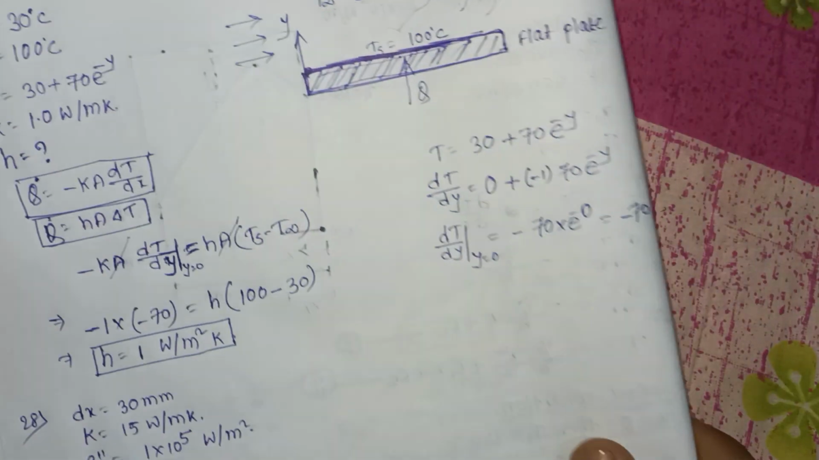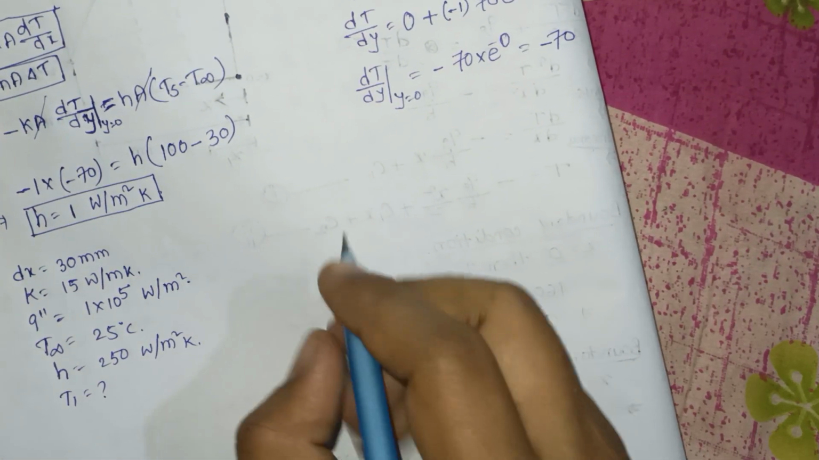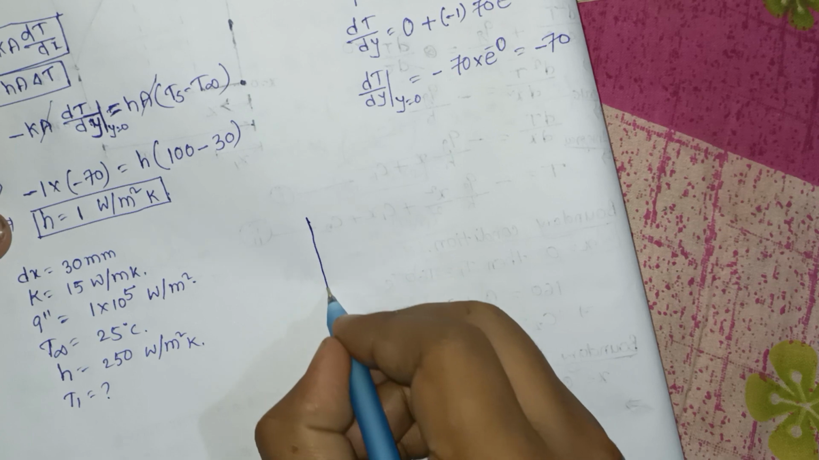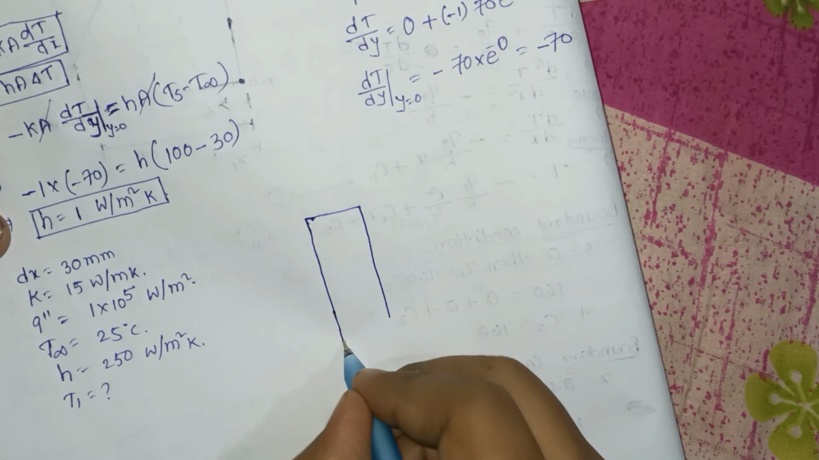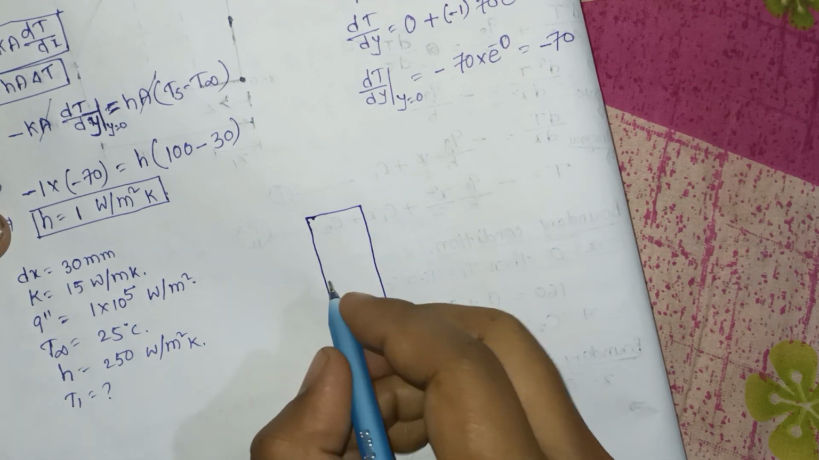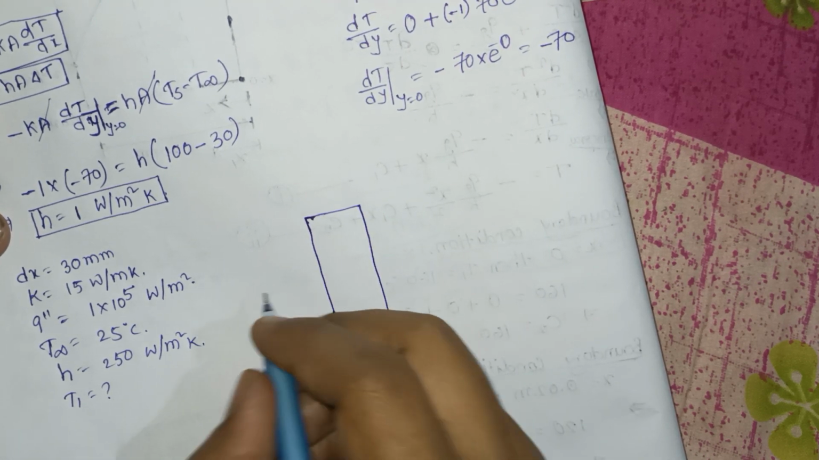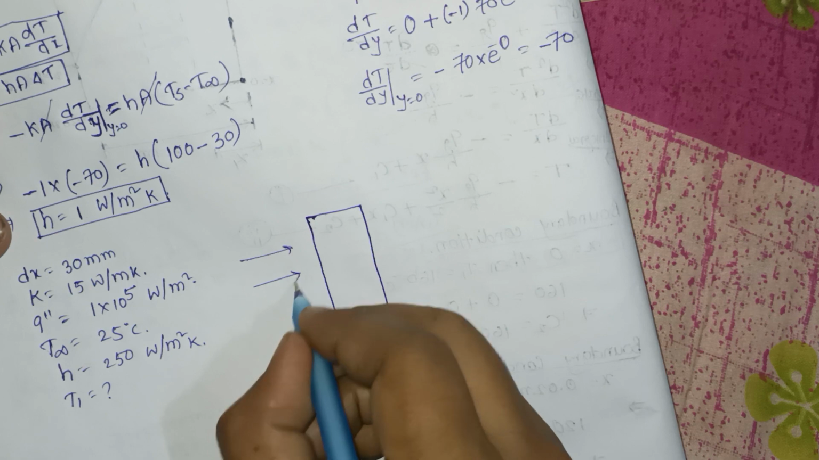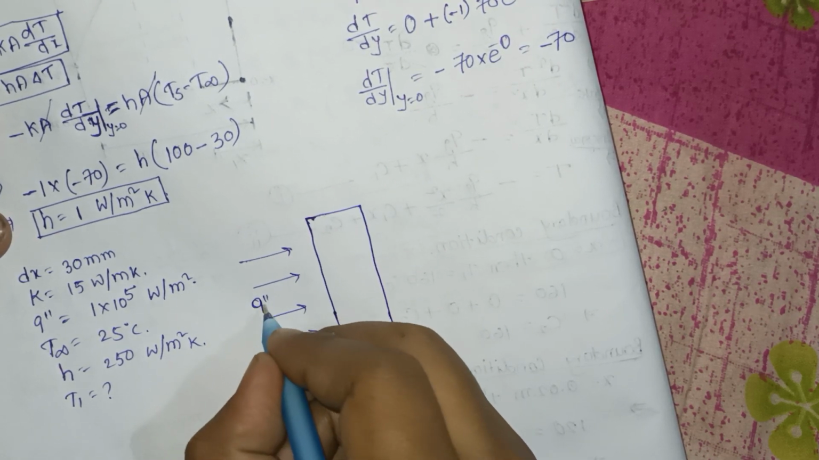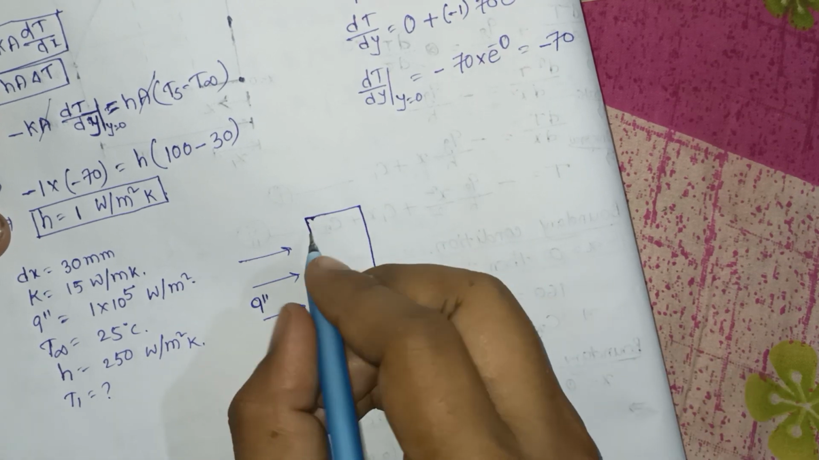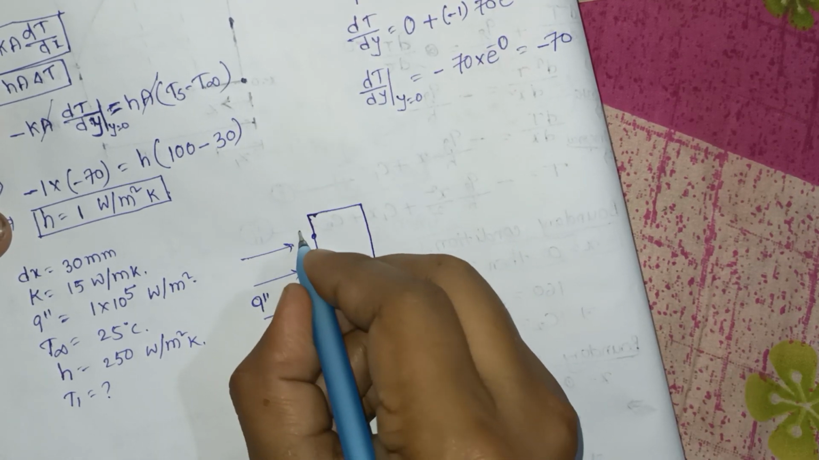So if you draw the diagram here, this is the wall. Okay, there is a heat flux here, this is Q double dash. There is a temperature, suppose this temperature is T1.